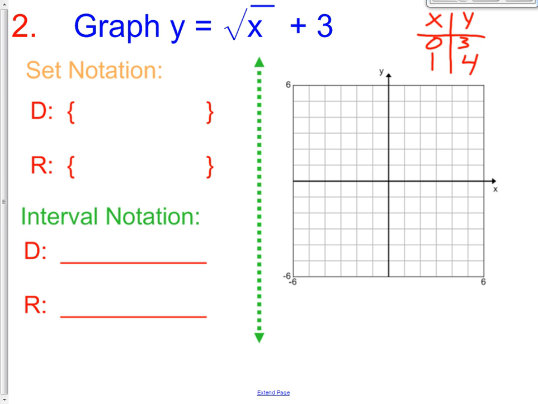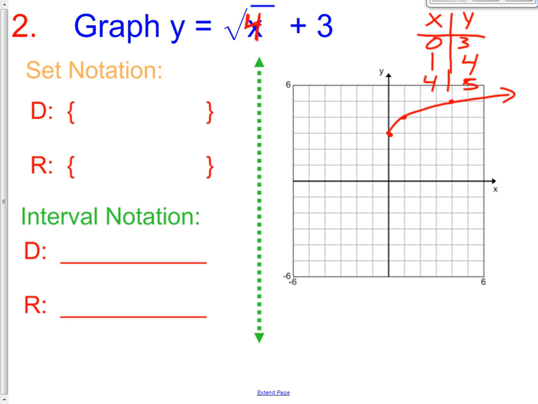Let's do this one more time. What happens when x is 4? Well, the square root of 4 is 2, and 2 plus 3 is 5. So we get the points (0, 3), (1, 4), and (4, 5). You get this exact same curve. The only difference is that it is shifted up 3 units.